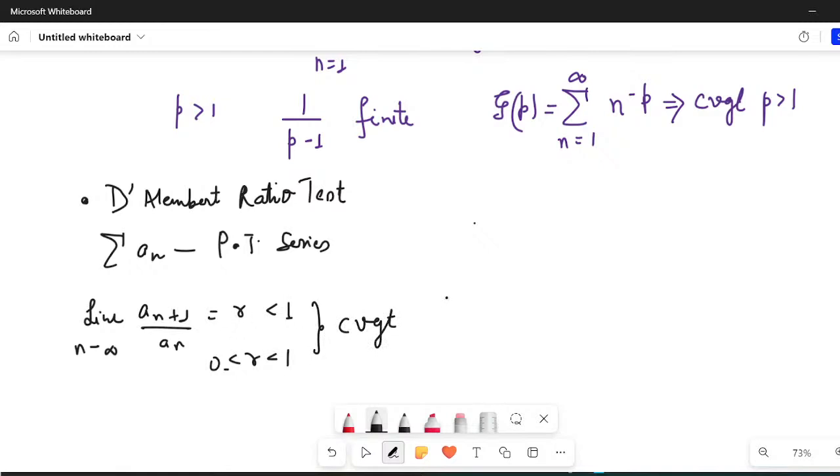And if this limit r is greater than 1, then it is divergent. The worst part is when r is equal to 1, then the test becomes inconclusive. We cannot decide what to do, what not to do. Then we'll have to resort to some other test or some other reasoning. Okay, so if r equals 1, then the test becomes inconclusive.